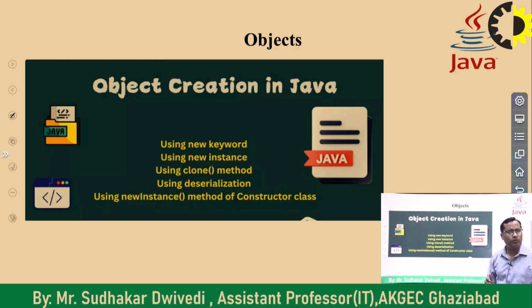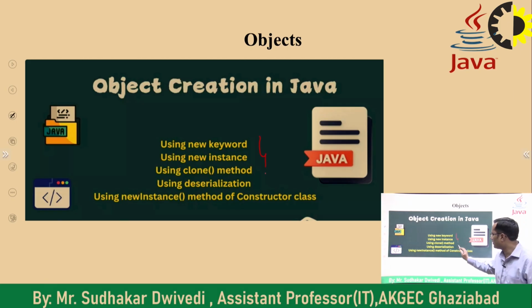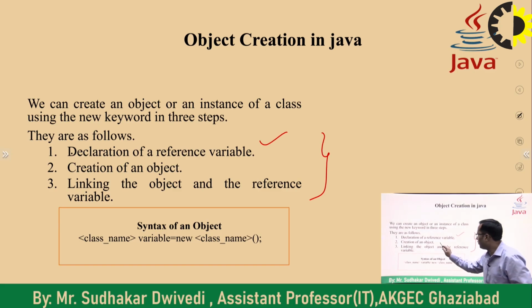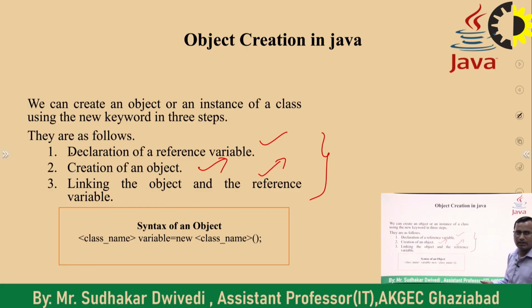Now we need to create this particular type of object. We can create the object by using the new keyword, new instance, clone method, or deserialization. But now we are focusing on the creation of the object by using the new keyword. Whenever we want to create an object in Java, we need these three steps. First, we declare a reference variable, then create an object, and then link the object with the reference variable. So first we need to create a reference variable of the class type.